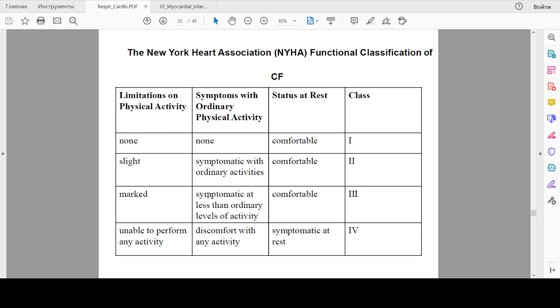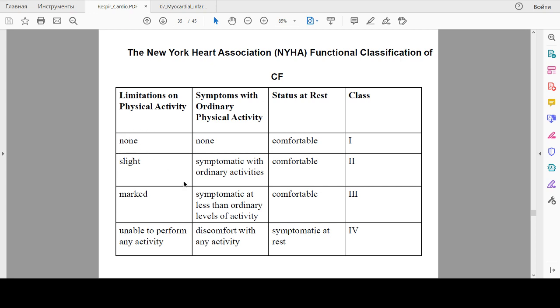So, according to this classification, we distinguish four so-called functional classes. Let's shortly describe them. First functional class. The most favorable condition, because there is no limitation on physical activity, no symptoms with ordinary physical activity, and at rest a patient is comfortable. But you must be confused. Where is cardiac failure here?